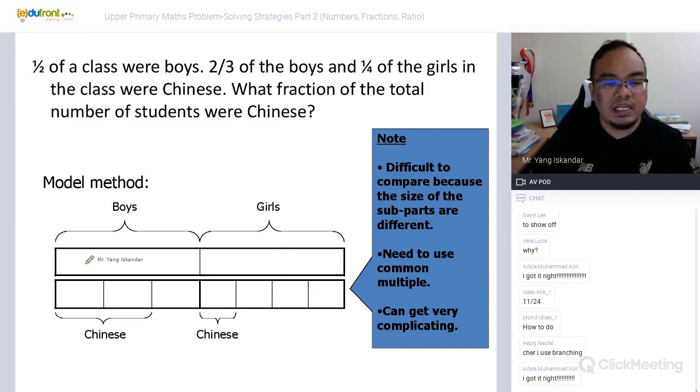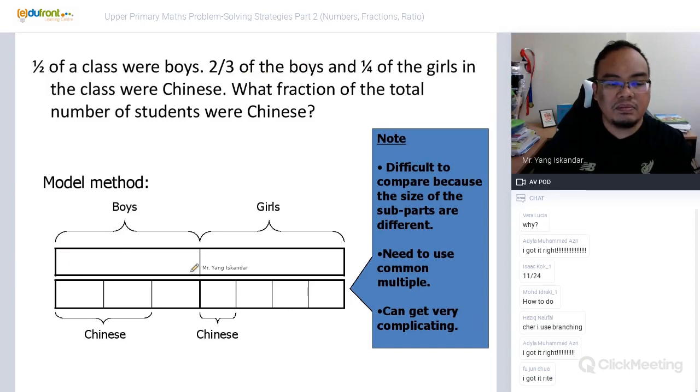So if half are boys, the other half must be girls, right? So 2/3 of the boys were Chinese. That means we need to cut the boys into 3 and you get 2 here. And then for the girls, 1/4, so 1 out of 4.